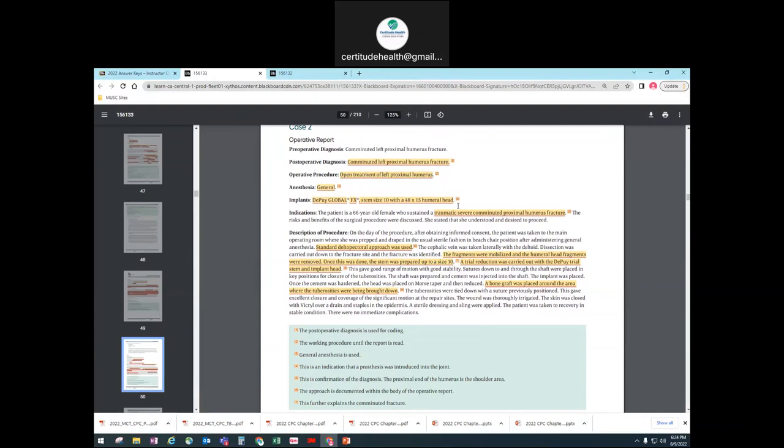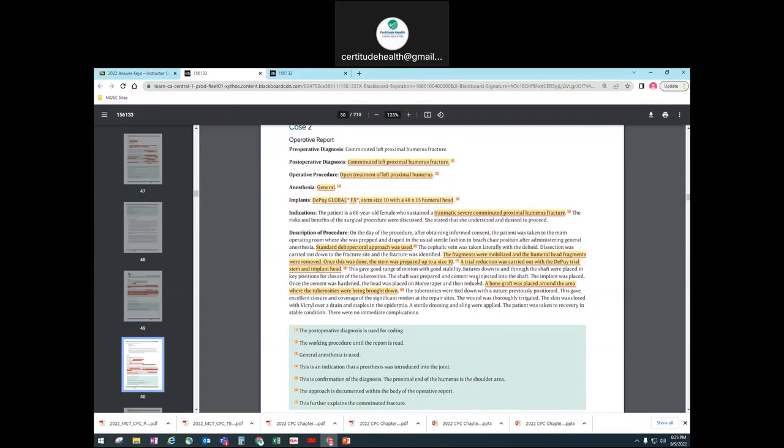It shows you what devices were implanted. It shows you that the procedure was the initial data they have to put in there about making sure the patient is stable, and that they confirmed which area needs to have the procedure performed. The fragments were immobilized and the humeral head fragments were removed. So it's telling you what they did initially to go in and start treatment of the fracture. Once this was done, the stem was prepared up to size 10. The trial reduction was carried out with the DuPont trial stem and implant. So you can see that based on these words, open treatment means that they had to cut the patient open. They had to implant a device, which they also have here. So that's internal fixation, and there was a bone graft performed.